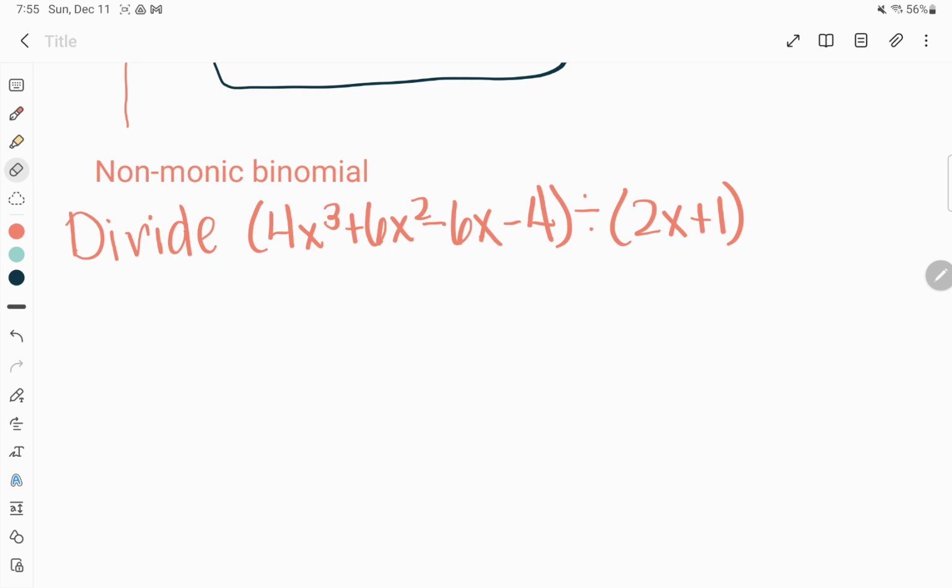Okay, so in this part of the video, we're going to look at dividing by a non-monic binomial. And before we get started with this, I just want to point out that what we're going to do here is division in 2 steps. So if you can think back to when you first learned long division, we're going to think of a similar problem.